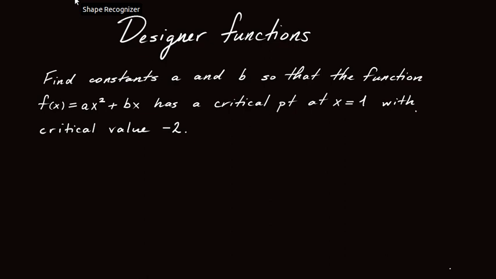In this video, we want to design functions that meet certain criteria. In this first example, you want to find constants a and b so that the function f of x equals ax squared plus bx has a critical point at x equals 1 with critical value minus 2. So we have two criteria here. We want the critical point to be at x equals 1, and we want the critical value to be minus 2. So we have two conditions, and we want to determine a and b with those two conditions.